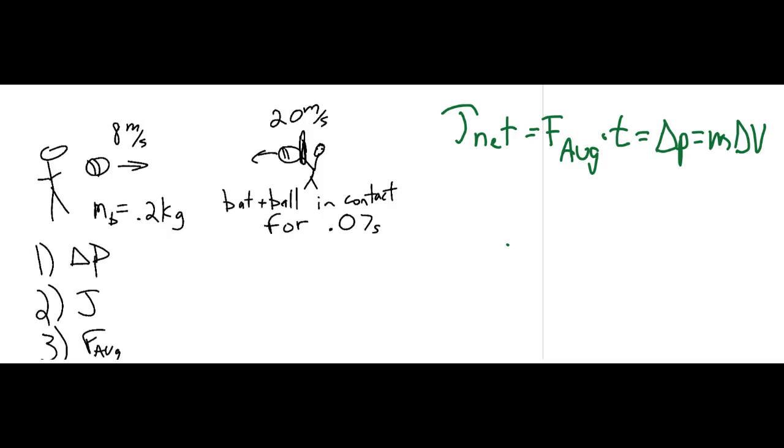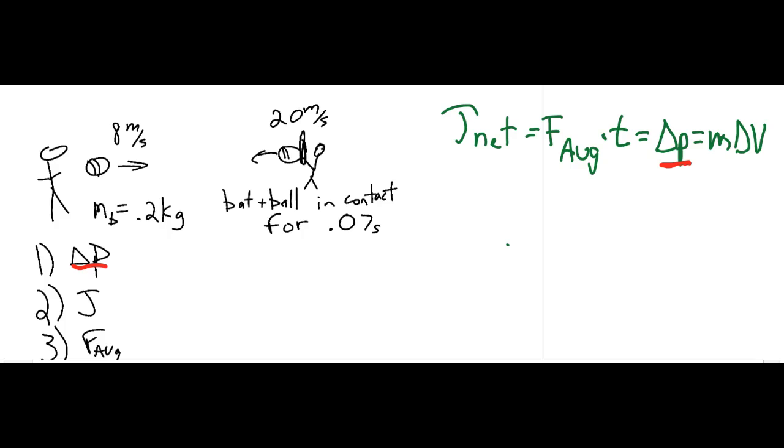Alright, in this problem we have a guy throwing a ball, hitting another guy hitting with a bat, gives us the mass, and tells us that the bat and ball are in contact for 0.07 seconds. What we're looking for here is the change in momentum.